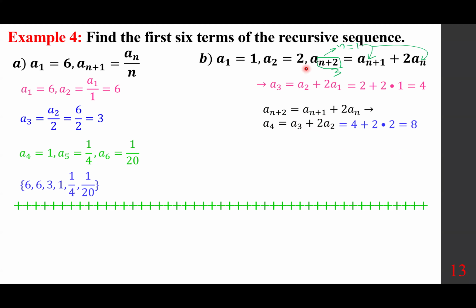What about a sub 5? Should be the previous one, a sub 4. If this is 5, this must be 4, this must be 3. So a sub 5 is a sub 4 plus 2 a sub 3. So a sub 4 is 8, 2 times a sub 3, 4, 8 and 8 adds up to 16, and you can figure out the rest. And you're right.